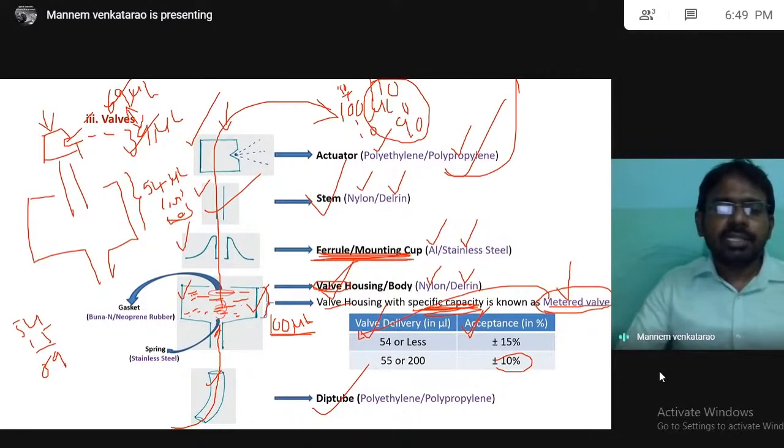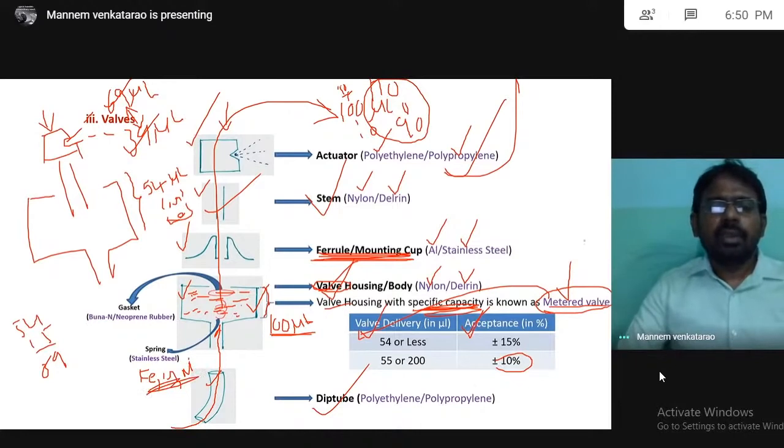Next, inside this chamber, there is a gasket made up of buna or neoprene rubber. Next, the spring. The spring is made up of stainless steel, which contains iron. Stainless steel is an alloy of iron, chromium, nickel. With this, the valves are also completed. In valves, material of construction is important.